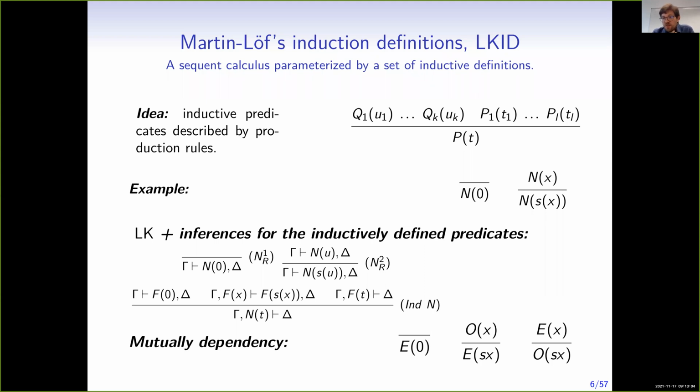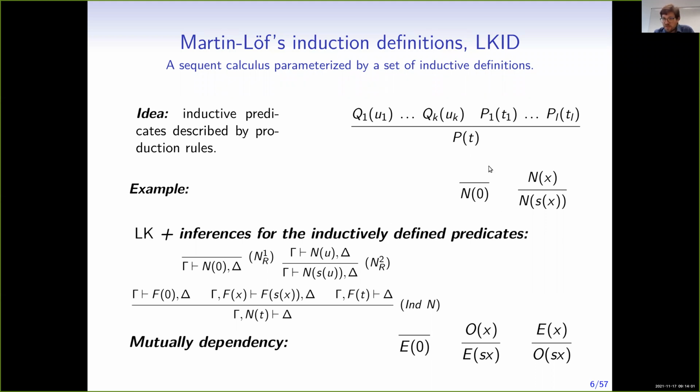But these logics expressing fixed points in terms of μ and ν operators are not the only way to deal with induction and co-induction. A very fruitful approach is that of Martin-Löf inductive definitions. So let me tell you some words about LKID and how we introduce inductive reasoning in this logic. The idea is to have a set of inductive predicates described with their production rules. Here we have P, an inductive predicate, having several production rules. It may depend on some non-inductive predicates and some other inductive predicates. So in particular, we can have mutual dependency of inductive predicates.